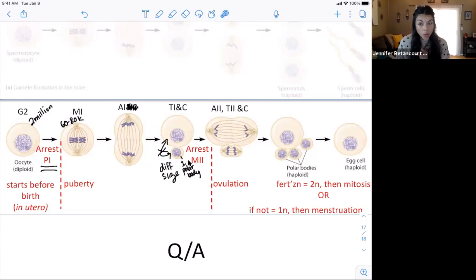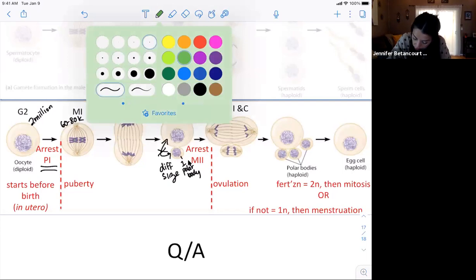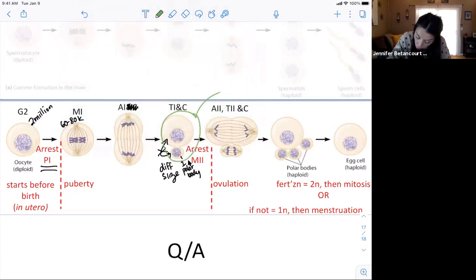And so at this point, it's only one. Let me draw it a different color. Only one of these, one per month. So I guess it's one of the future ootids and one polar body. I'll call it future ootid. It's not quite an ootid yet, and one polar body continue. One per month, one per every 26 to 32 days.